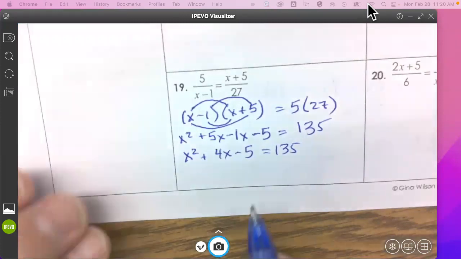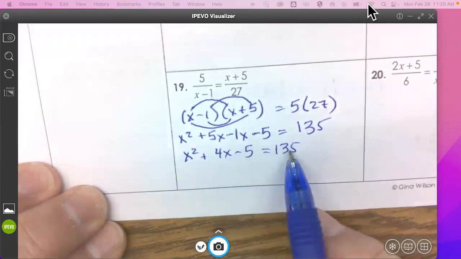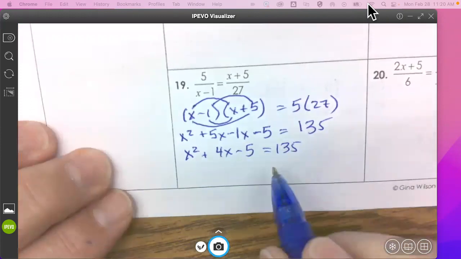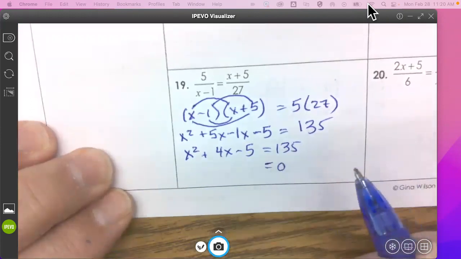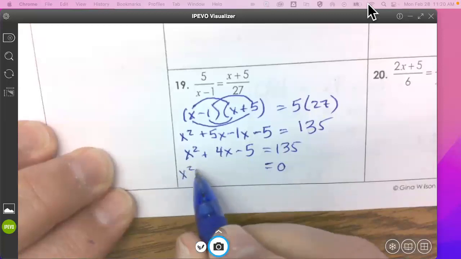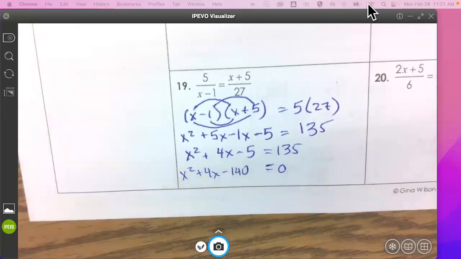Now, if this were a linear equation, we'd take this -5 and move it over here, get all our constants to one side. Is that the strategy we do with a quadratic? No. What do we want in a quadratic? Equals 0. We need this to be set equal to 0. So I'm going to subtract 135 from both sides. And now I have to solve a quadratic.